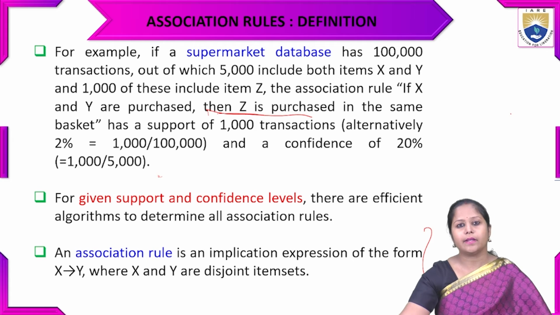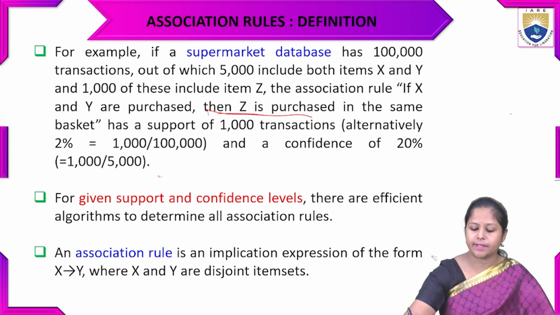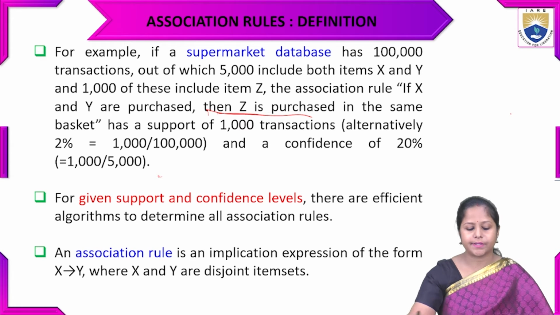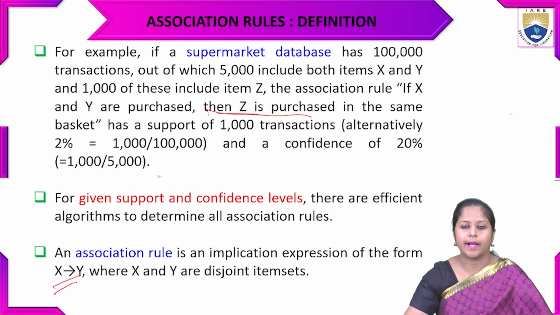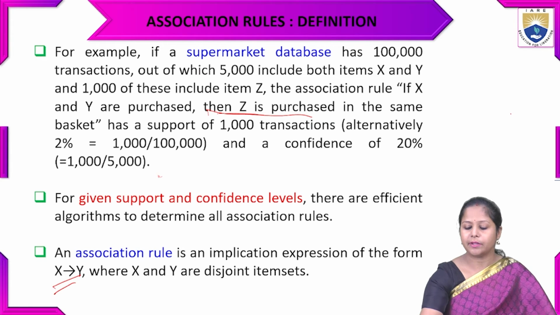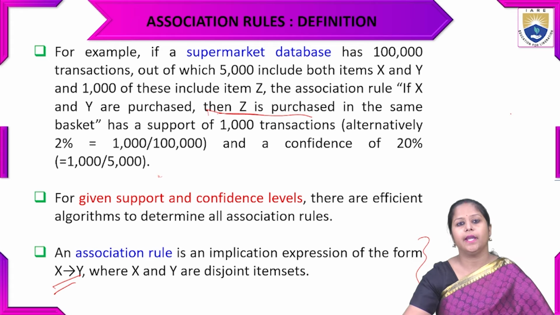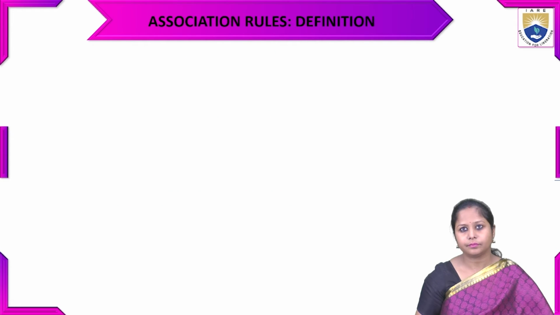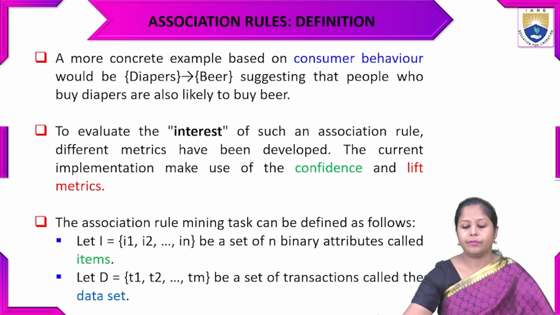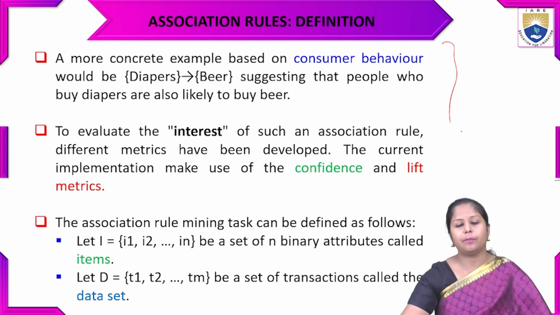An association rule is an implication expression of the form X implies Y, where X and Y are disjoint item sets. That is the mathematical definition of association rule generation. We will see one more example for that.